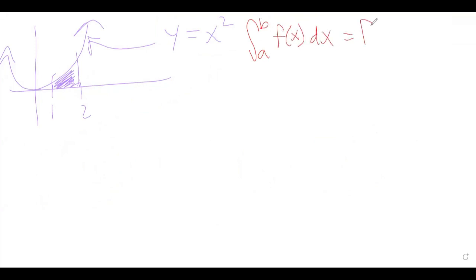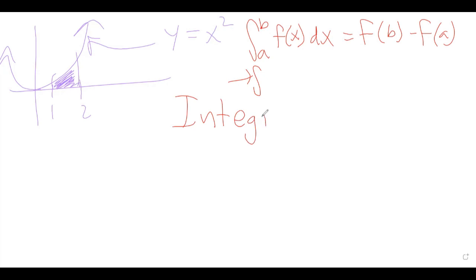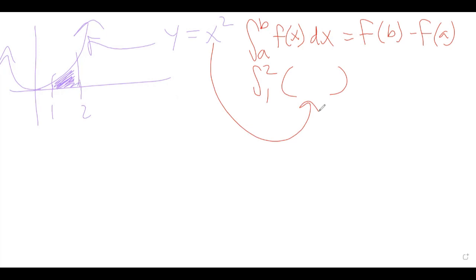Okay, equals big F of B minus big F of A. So when you fill these things in, you're going to get the integral. That symbol is what we call an integral symbol. Integral, that's the name of that symbol. For this problem that I just made up, we're going from 1 to 2, the two given numbers. That's a and b. Now, in the parentheses, you throw in the original equation, which would be x squared. And the dx is just punctuation. It just goes along for the ride.